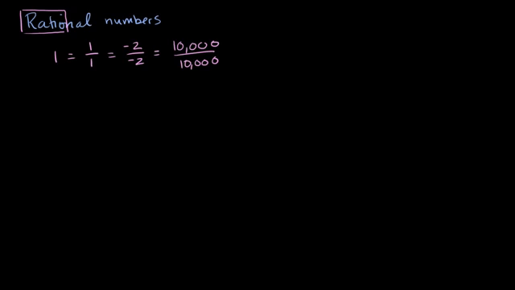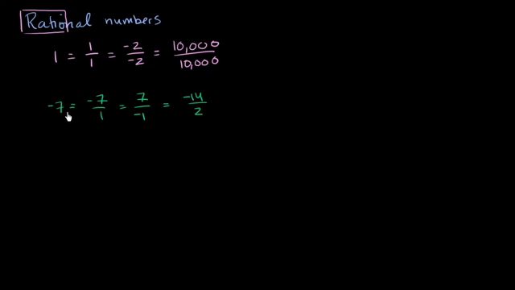The number -7 could be represented as -7 over 1, or 7 over -1, or -14 over +2, and I could go on and on and on and on. So -7 is definitely a rational number. It can be represented as the ratio of two integers.